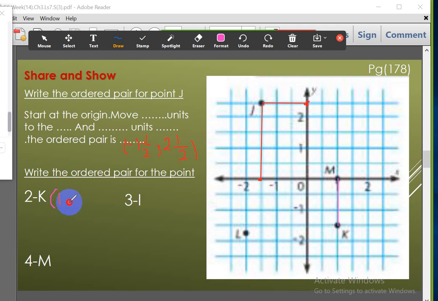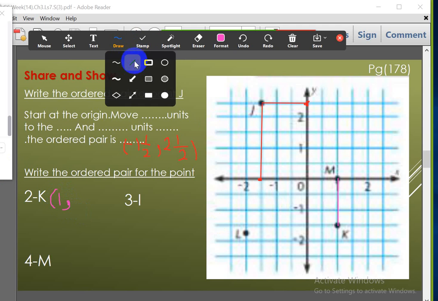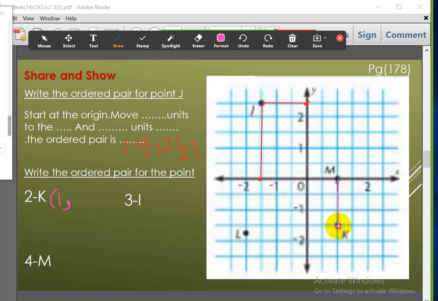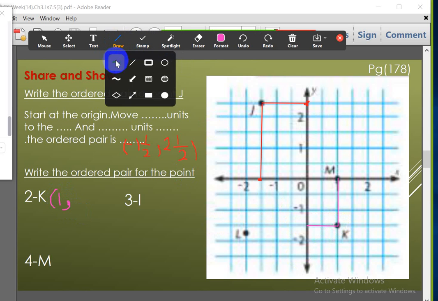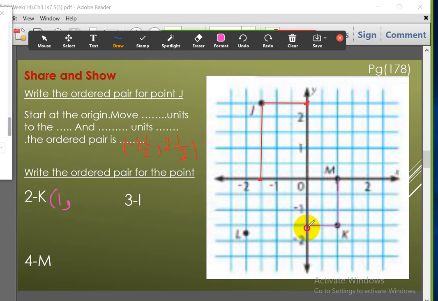What about the y? To find the y, I told you to take a horizontal line from the point, and it will cross or intersect the y-axis at a point. This is the point. This point is down, that means it's negative. The y is negative, so I will put the negative sign. Let's count. Negative 1 and a half. That means negative 1 and 1 over 2. So those are the ordered pair for K point.